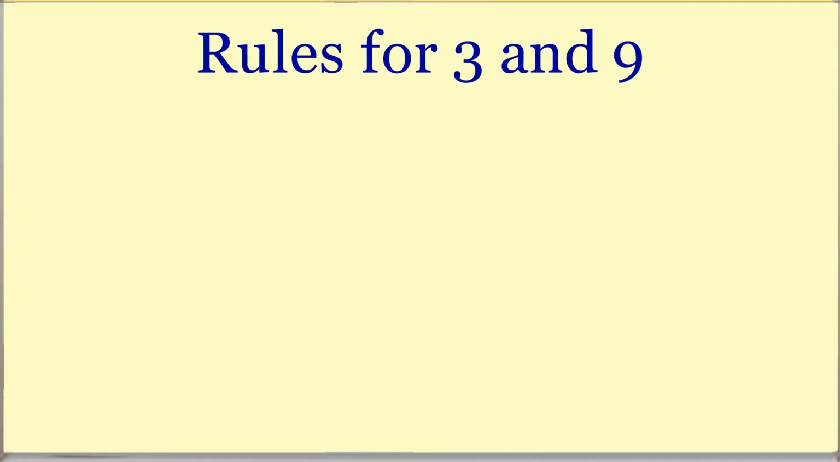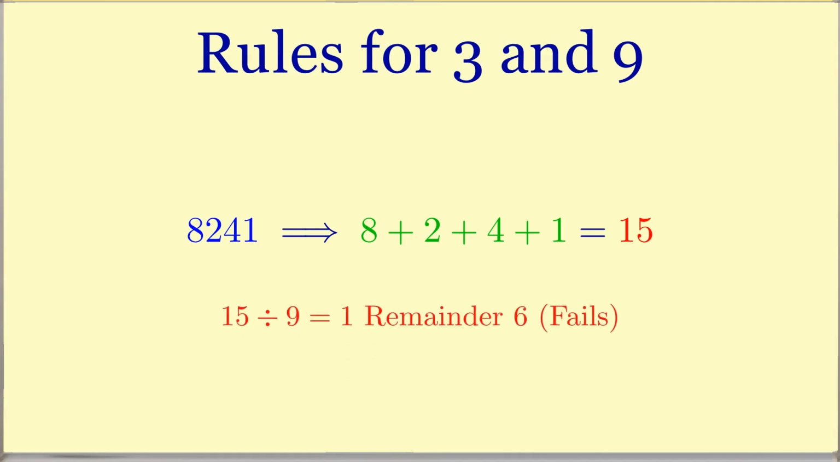But what about a number that doesn't work? Let us try 8,241. We add the digits together. 8 plus 2 plus 4 plus 1 equals 15. Since 15 is not a multiple of 9, the rule of sums tells us that the entire original number, 8,241, is not divisible by 9.